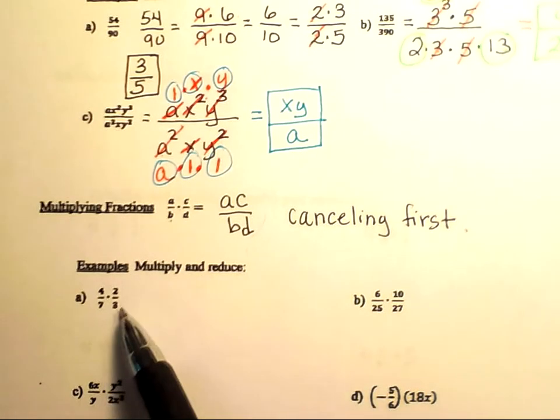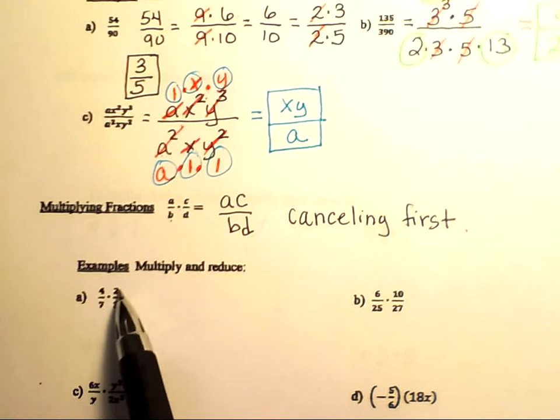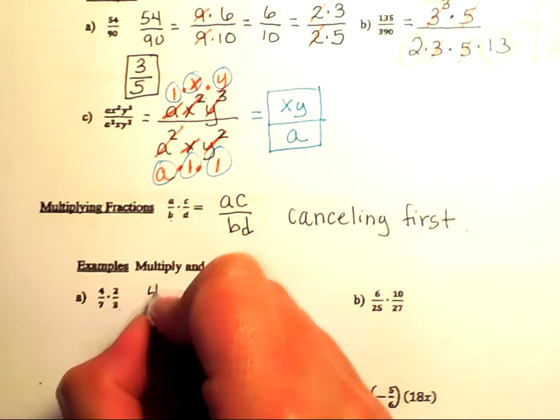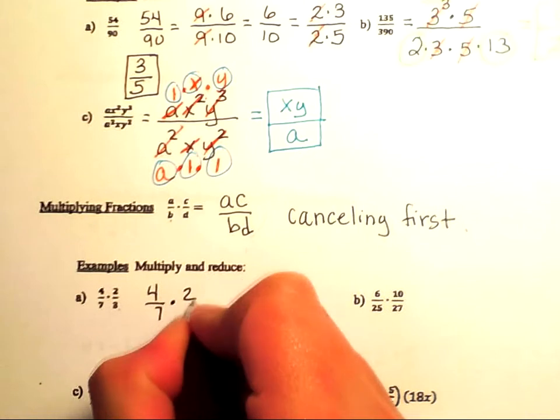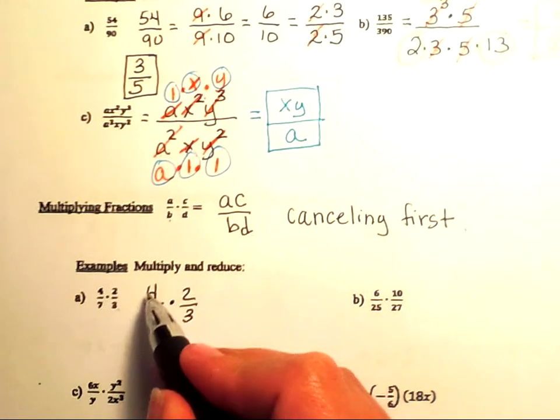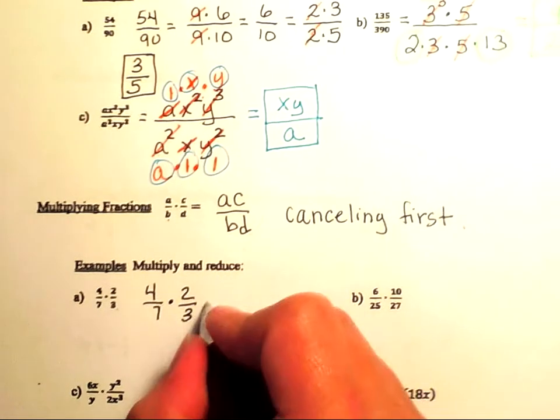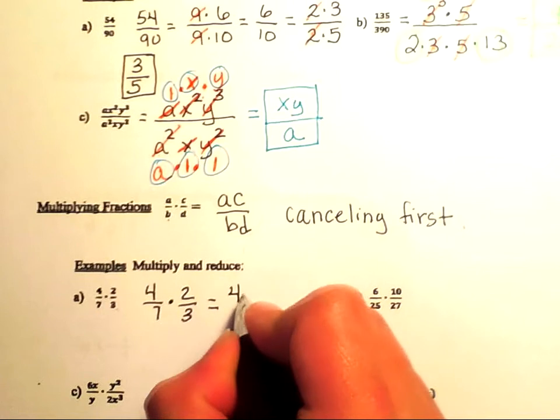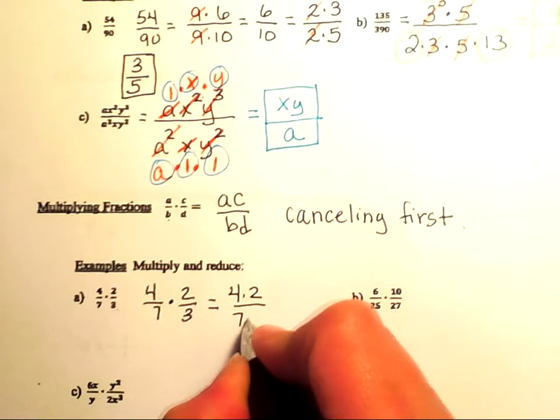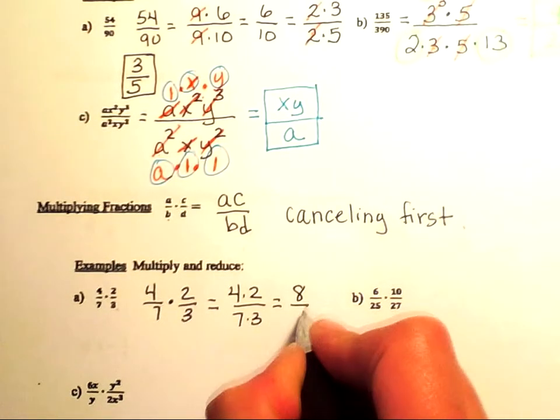So here I will look. I have a 3. Is there any common factors of 3? No. I should rewrite this. 4 over 7 times 2 over 3. Okay. There's no common factor of 3 or 7 up top, so we can just multiply 4 times 2, 7 times 3, which is 8 over 21.